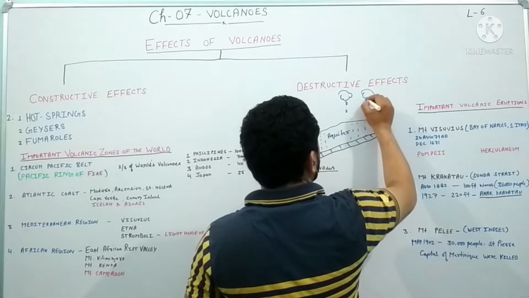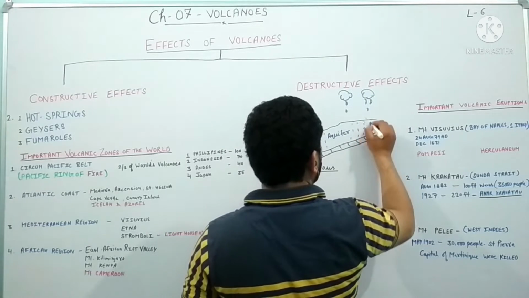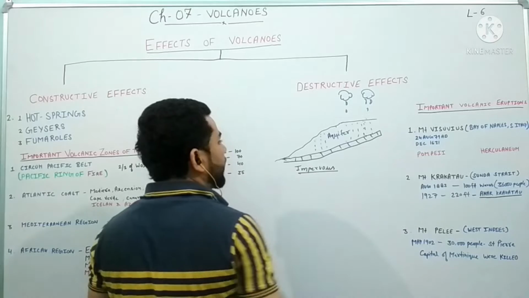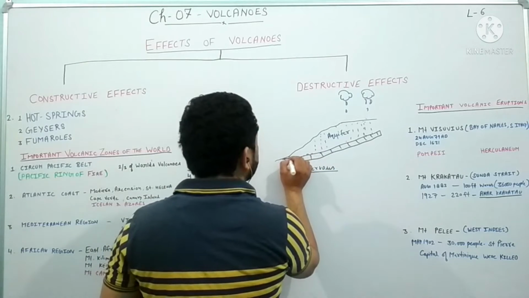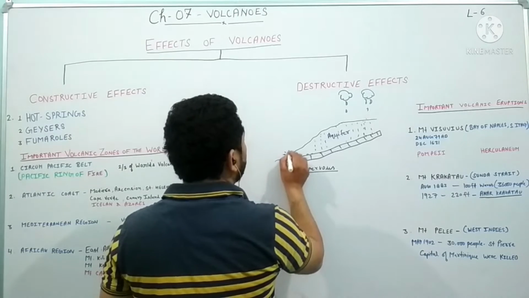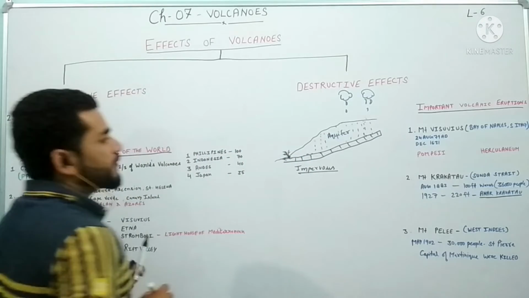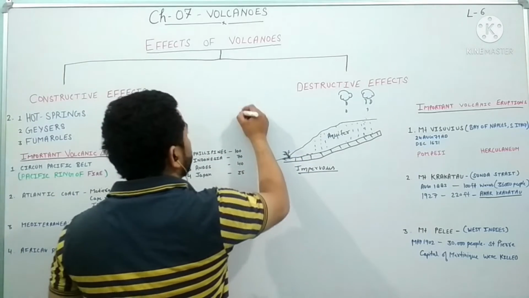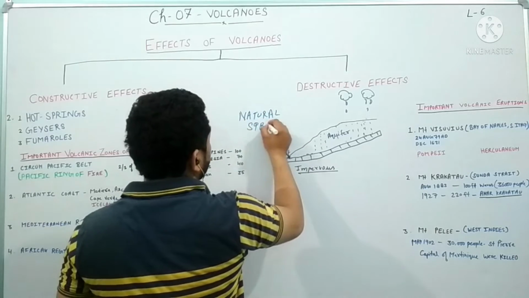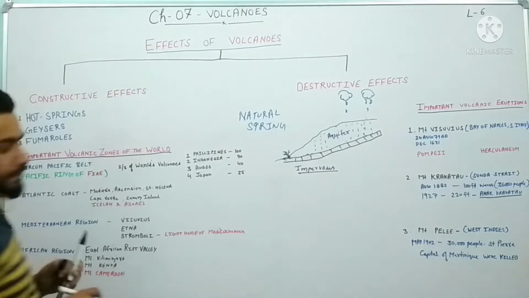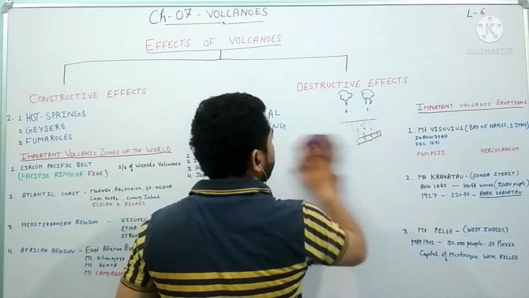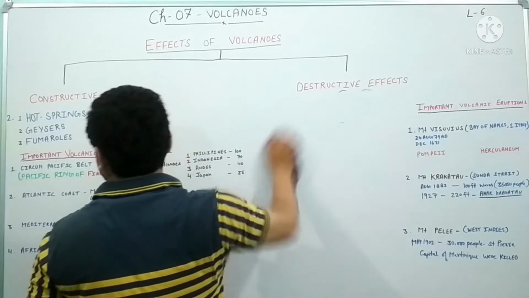And suppose if it rains, then what will happen? This water will seep into the aquifers and follow gravity. It will reach somewhere here, and if a hole is dug, then automatically it will come out from here like a natural spring. So this is called a natural spring.